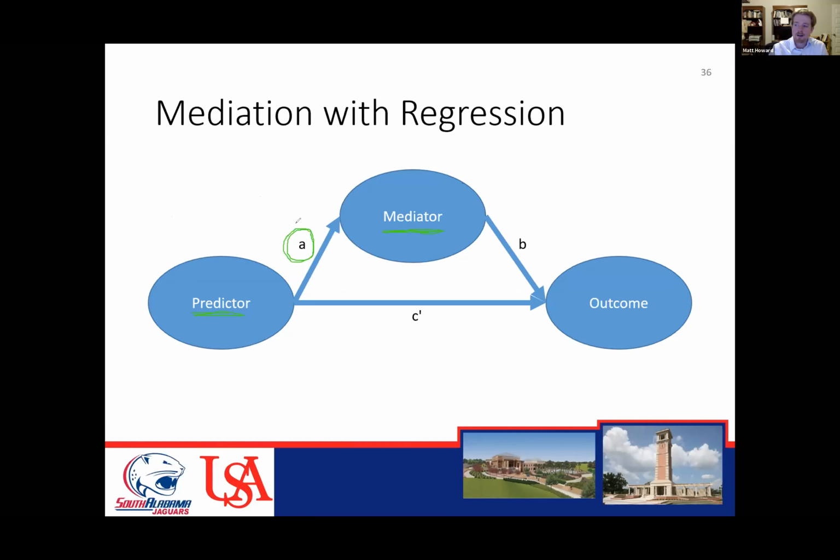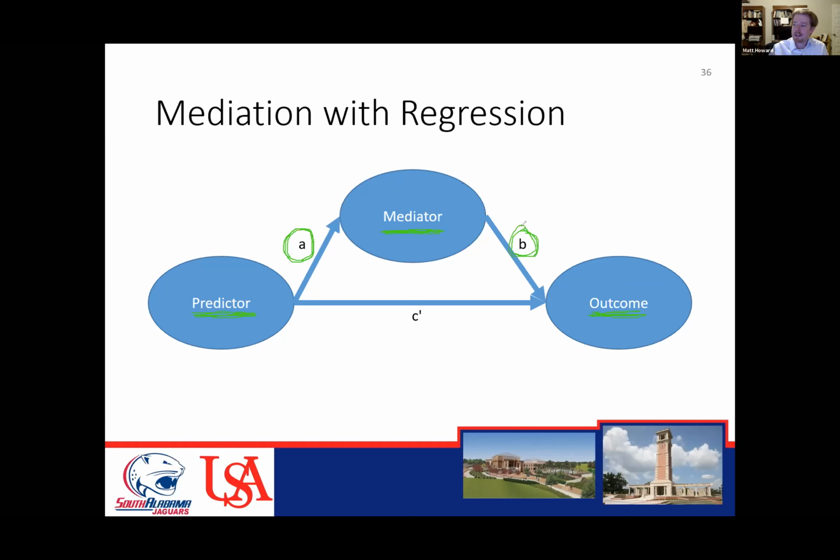If you're doing Sobel testing, you're going to start by doing a simple regression where your predictor predicts your mediator. Typically, the second step with testing for mediation is then you assess the relationship of both the predictor and the mediator on your outcome variable. Let me back up real quick. When we do both the predictor and the mediator predicting the outcome, we call the relationship between the mediator and the outcome our B path. Whereas the A path was predictor on mediator, our B path is the relationship of the mediator on the outcome when accounting for our predictor.